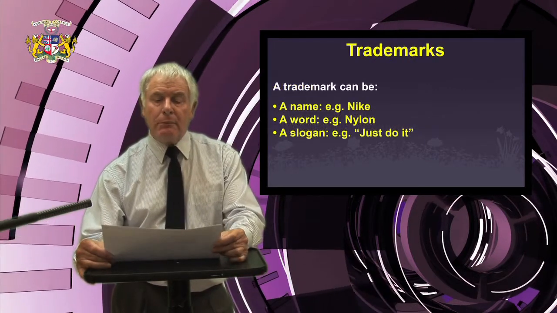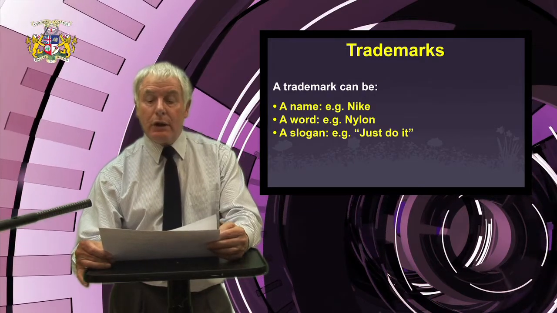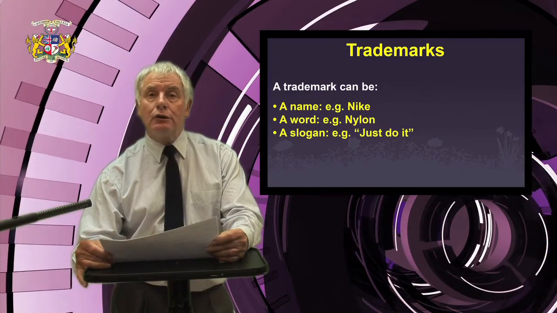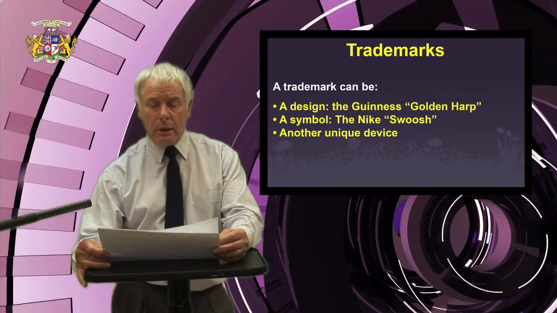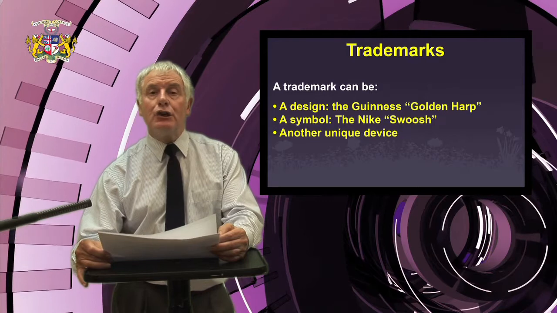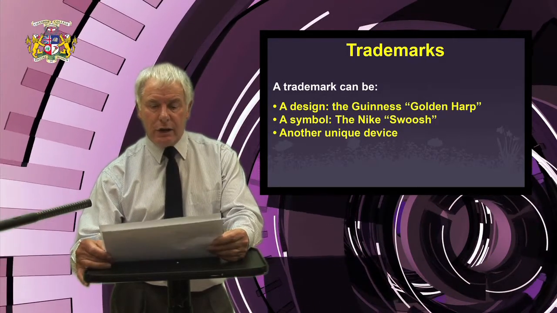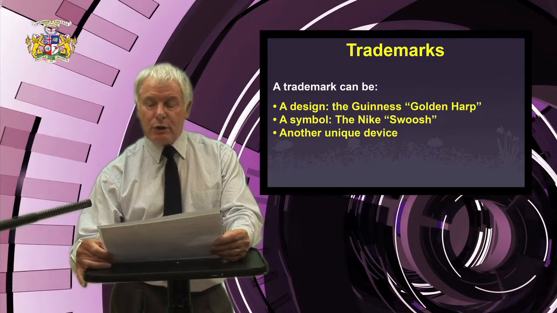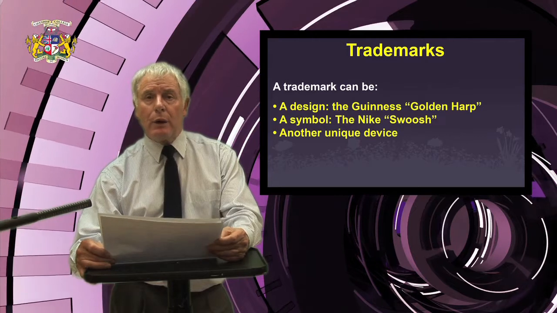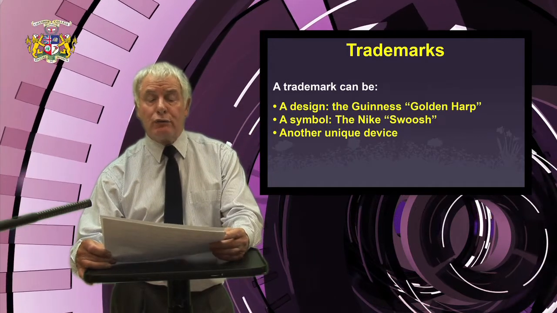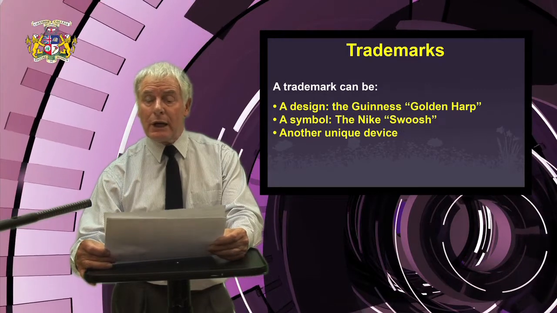Trademarks. A trademark can be a name, such as Nike, a word, such as nylon, a slogan, just do it, a design, for example, the Guinness Golden Heart, a symbol, a Nike swoosh or tick, or other unique device. It identifies a product or an organisation and is very useful in that respect when people buy, like, and wish to rebuy and make sure they buy the same brand, the same product from the same company again in the future.